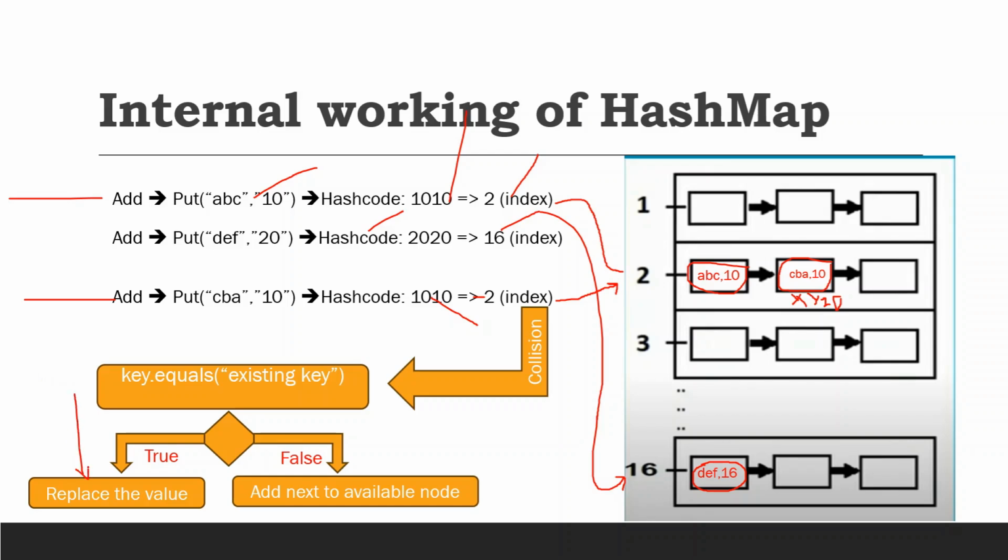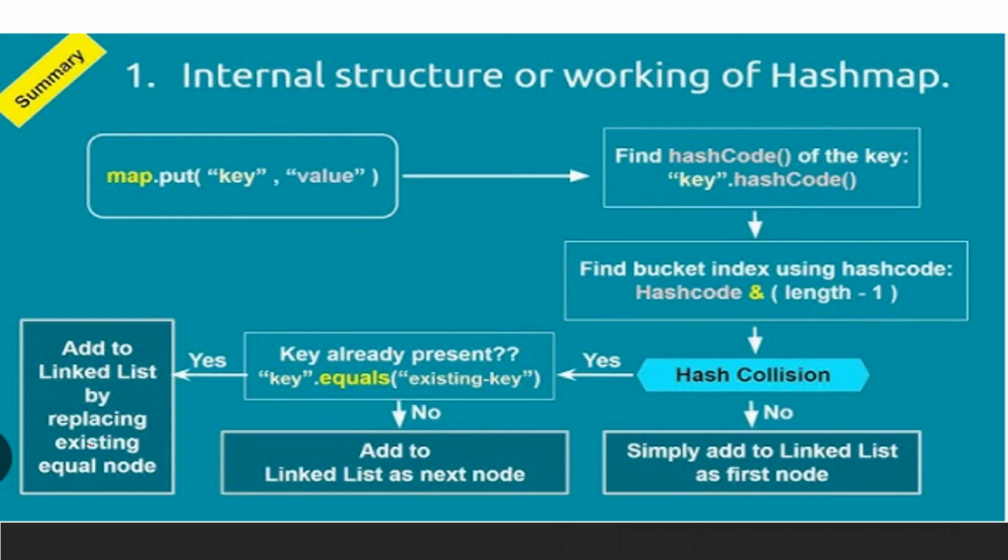So I think we understood everything. If you have any doubt, we can discuss. Let's go for the next topic. This is the summary, so we will try to understand it quickly: the internal working structure of HashMap.